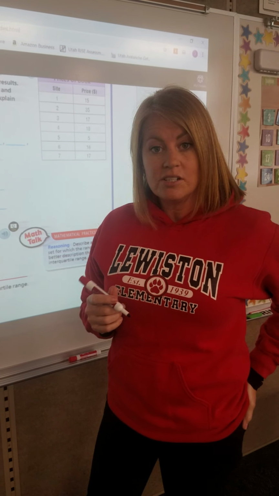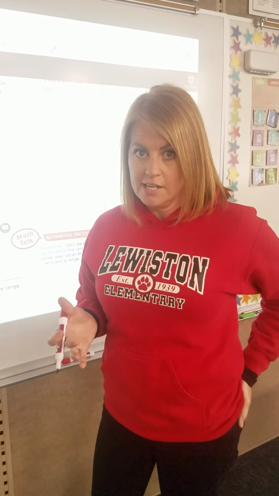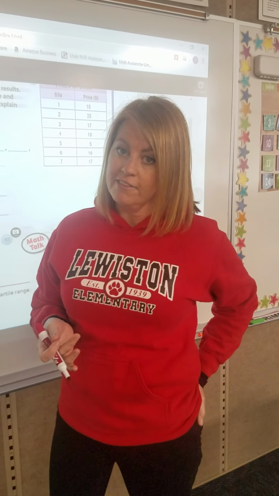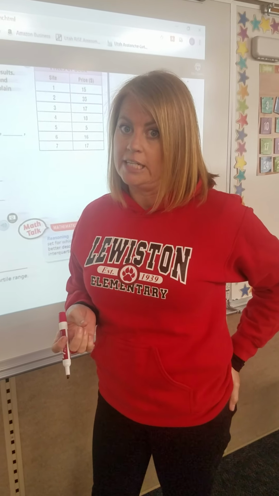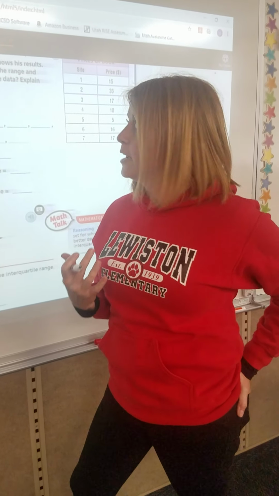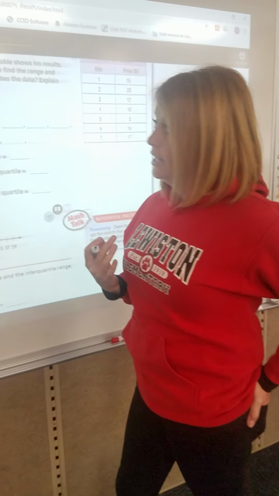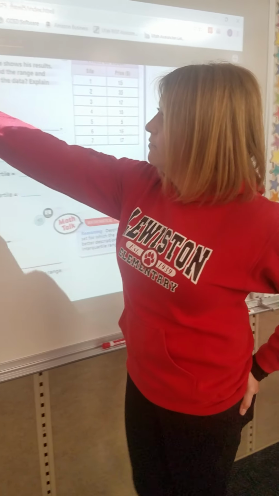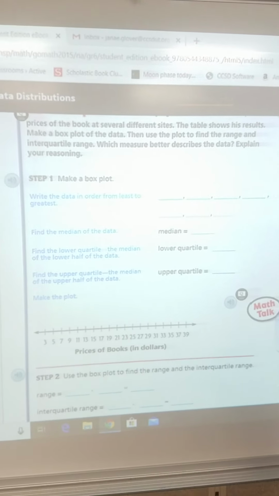All right, so now boys and girls, we're going to talk about measures of variability. And the graph that we talked about for a measure of variability was a box plot. Okay, so our next example asks us to draw a box plot. And it's talking about the prices of the book at several different sites.